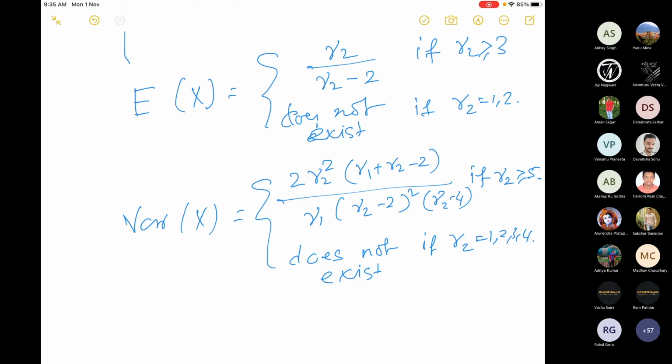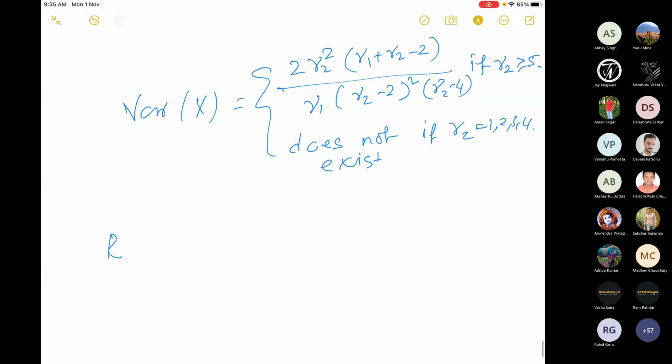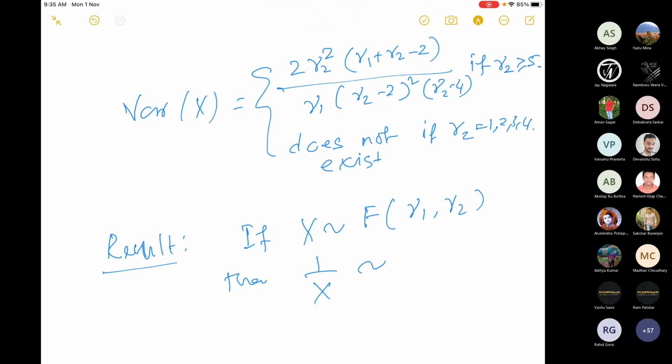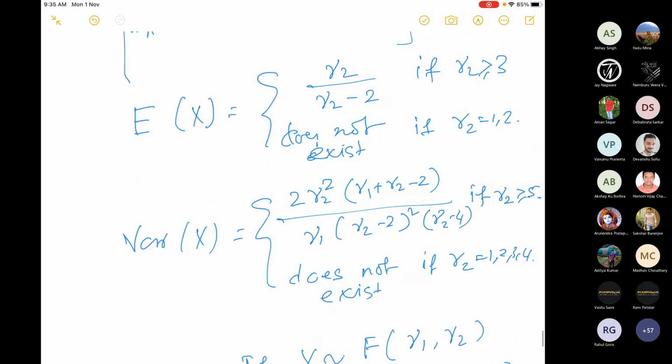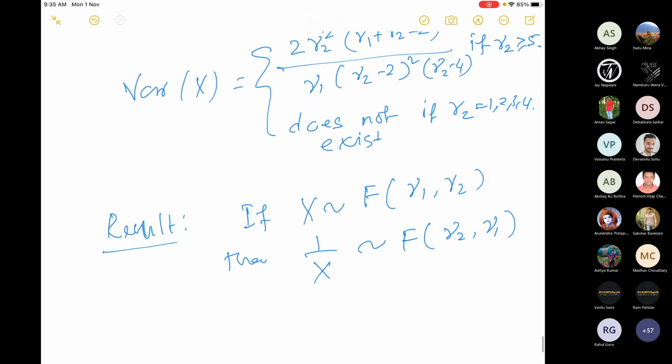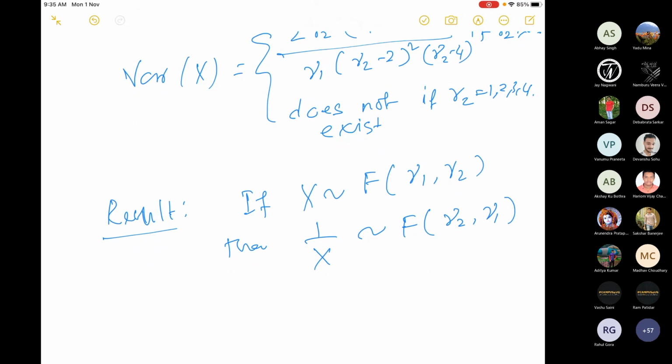Okay. Now, again, it can be shown that this result will not prove it, but we'll make a statement here. First statement is, if x is F distribution with parameters nu 1, nu 2, then 1 by x. So x is positive, let's say, or at least non-zero, so that 1 by x is defined. This is F nu 2, nu 1. So all the formulas, whatever we have mentioned, just expectation or variance, nu 1 will be replaced by nu 2, nu 2 is replaced by nu 1.